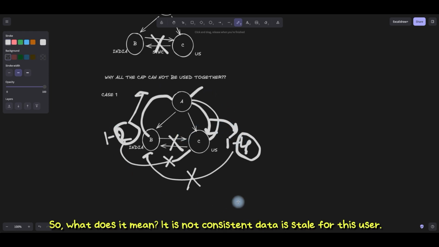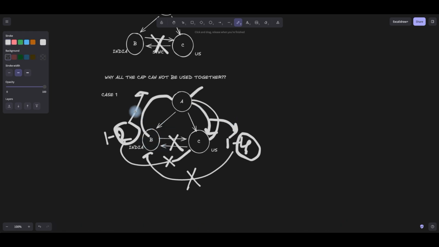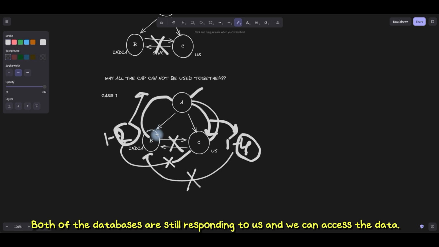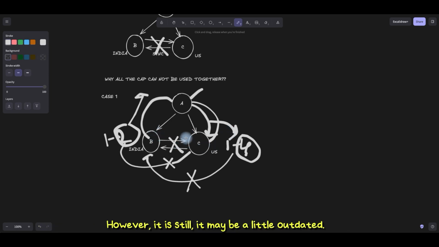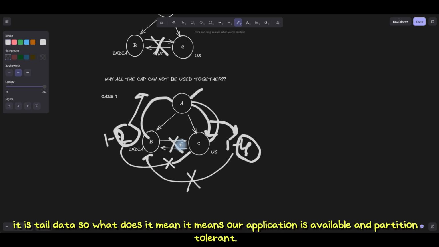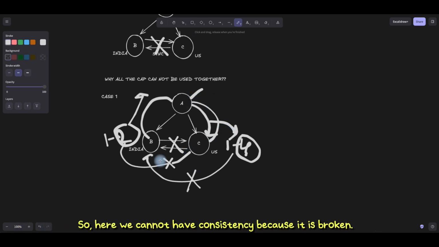So what does it mean? It is not consistent. Data is stale for this user. But is it partition tolerant? Yes, because both of the databases are still responding to us and we can access the data. However, it is stale. It may be a little outdated, and later on when the connection comes back up, it will sync together. But at this particular moment, it is stale data. So what does it mean? It means our application is available and partition tolerant. Here we cannot have consistency because it's broken.